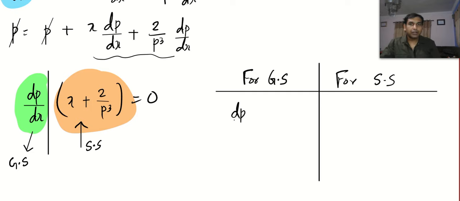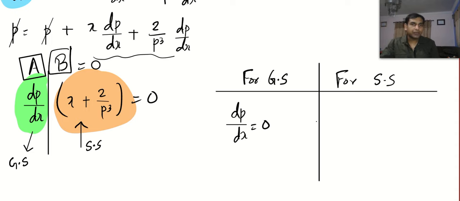Here what will we do? dp by dx equal to 0, because you can see that a into b equal to 0. If a product equal to 0, then either a will be 0 or b will be 0.